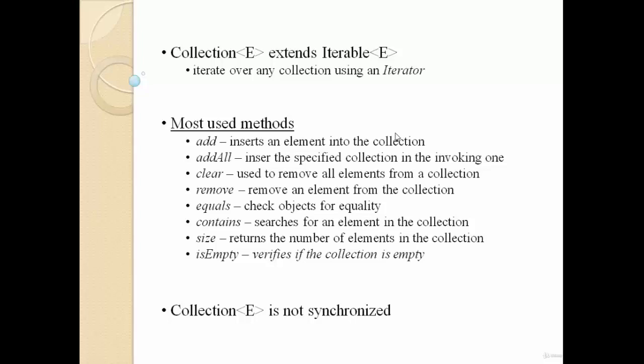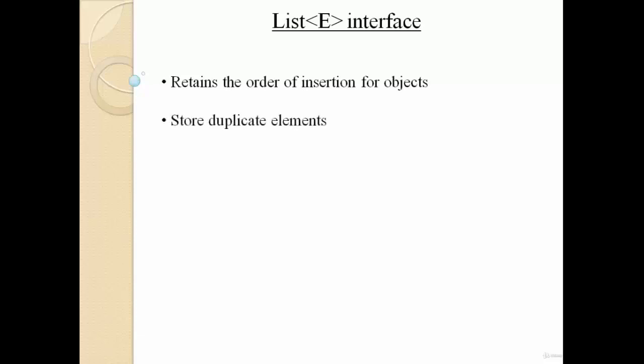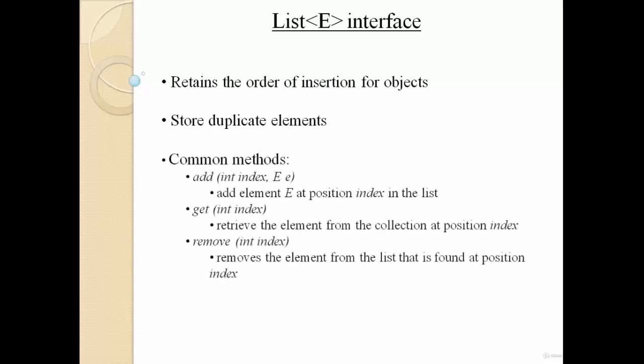Now, let's go into detail and discuss one of the most popular interfaces that extends Collection, named List. The List interface extends the Collection interface and has the main characteristic that it retains the order of insertion for its objects and can also store duplicate elements. Under a list, you can control the position where you want to store a new element. Due to this reason, we can find specific methods that apply to this interface.